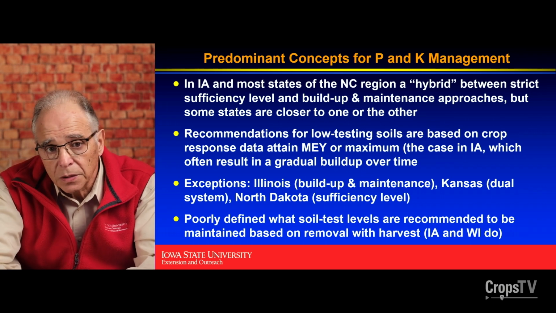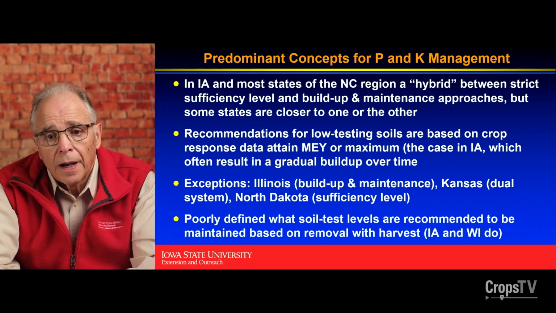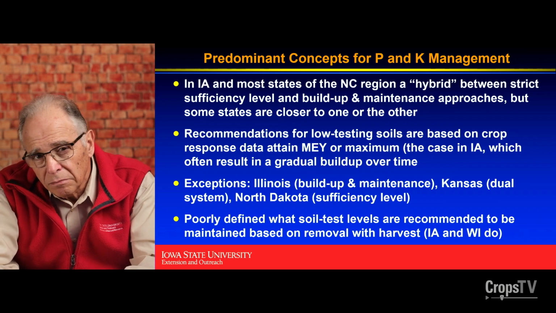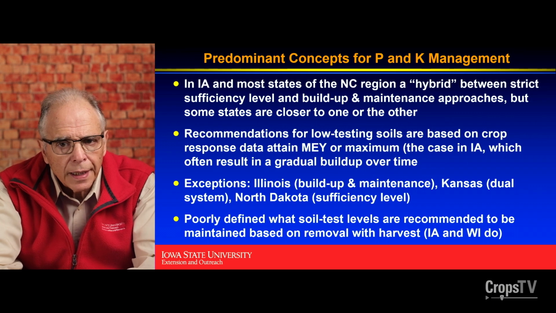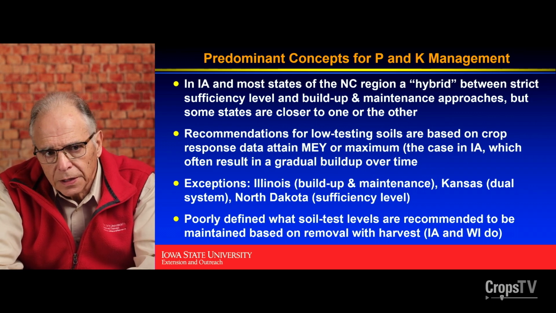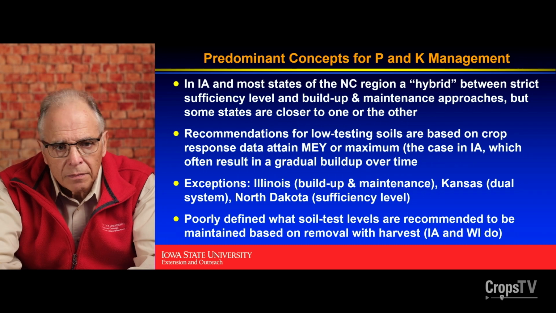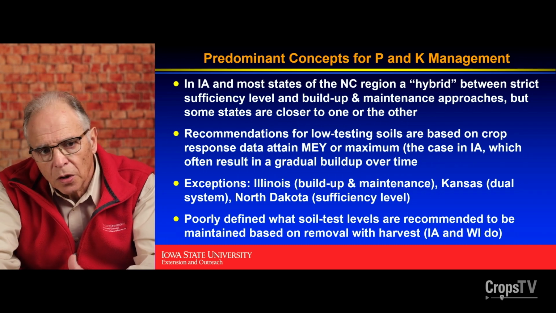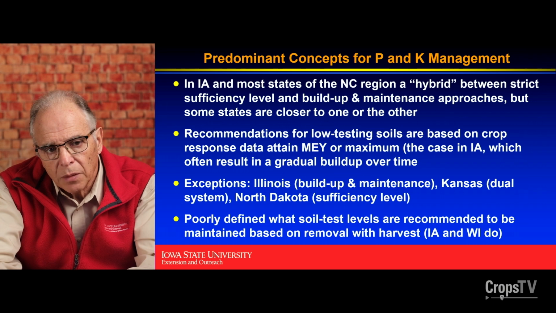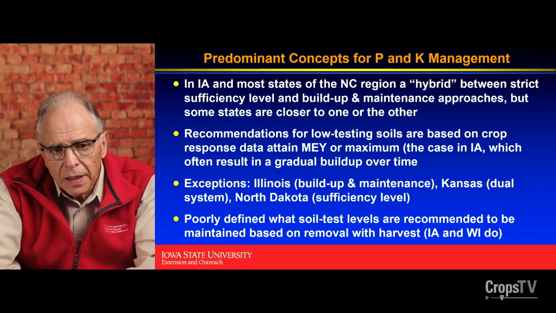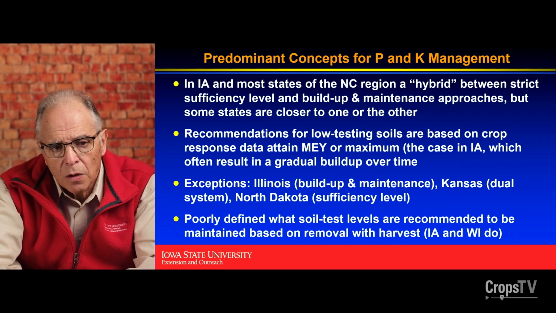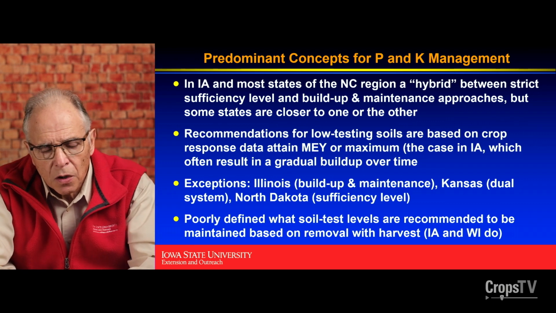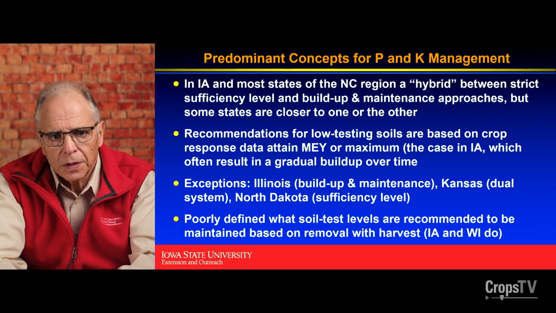Now, there are some exceptions. For example, Illinois has something very close to the concept of build up and maintenance. Kansas, for example, has a dual system. They have the sufficiency level, but then also, if somebody wants to build up and then maintain a certain level, they can do it. And North Dakota, I believe that last year or a year ago, they changed. They have a system similar to ours, but I believe now it's very close to the sufficiency level concept, okay?